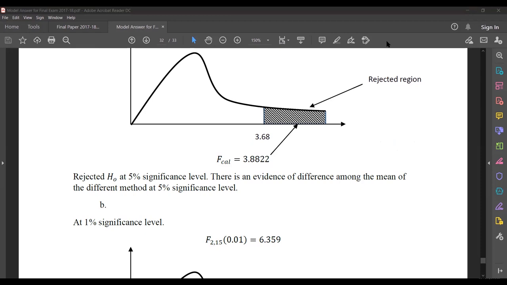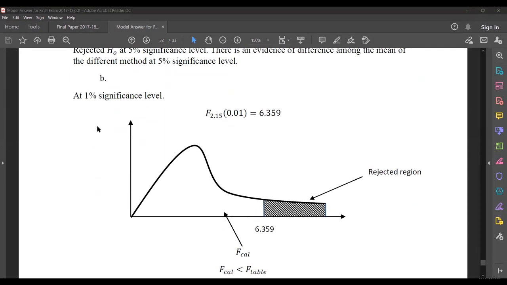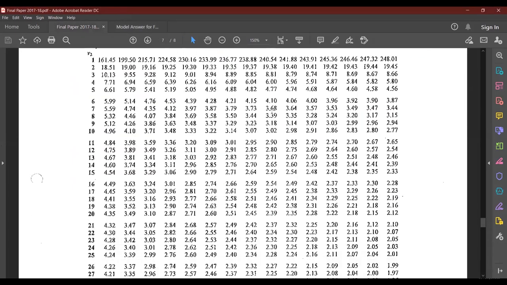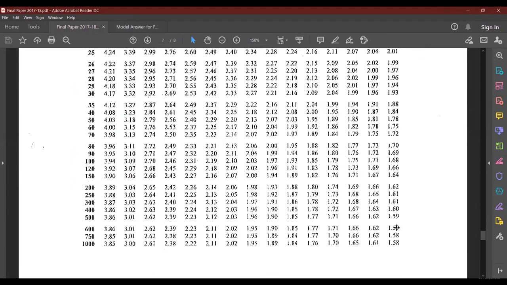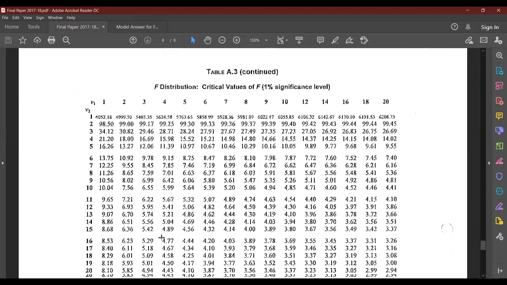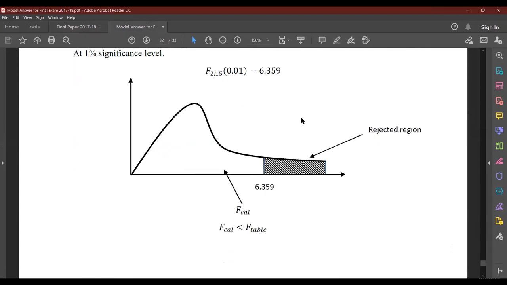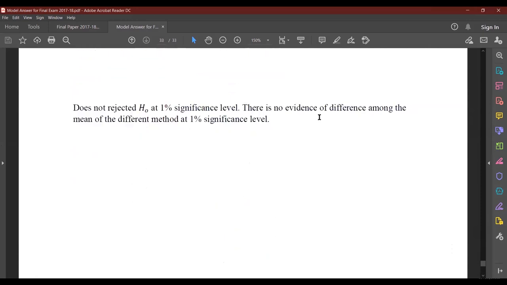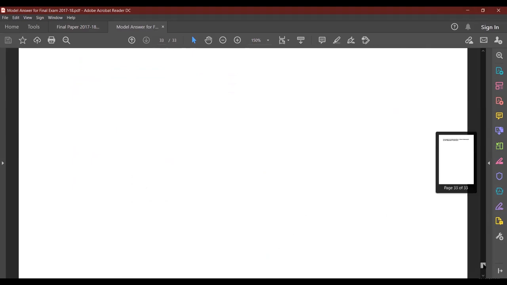In the second part, they're asking about 1%. So again, you have to go for the 1% significance chart. Here, in the 1% significance chart, the value is 6.36. In that case, the calculated value is less than the table value, so it is not in the rejection region. So H0 can be accepted, that we can say there is no significant difference. That is the last part of the question, and that is fairly easy.